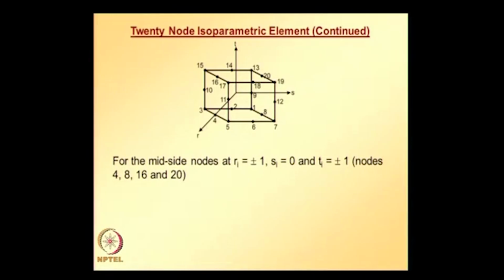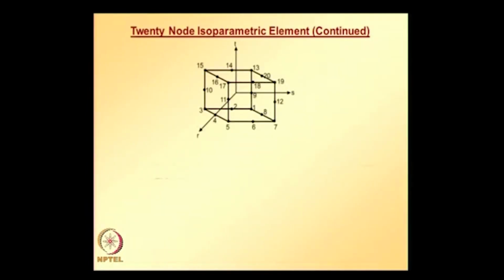For mid side nodes, that is, nodes whose S coordinate is 0, with Ri the R coordinate of that particular node being plus or minus 1, and whose T coordinate is plus or minus 1, such nodes, that is nodes 4, 8, 16, 20, the shape function expression is given by this.